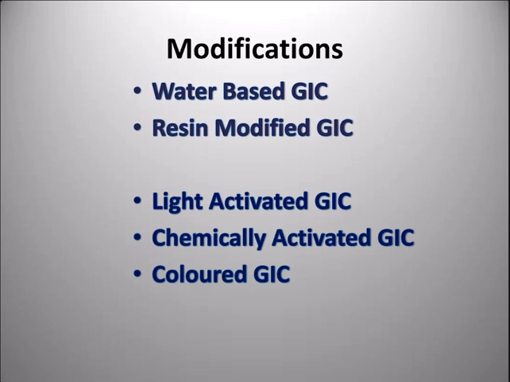I'll come to the reaction, but here in water based GIC, instead of this polyacrylic acid liquid, we will be using water as a liquid. And this polyacrylic acid will be already incorporated in the powder in a freeze dried form. That is called water based GIC. Understood? So the acid is already there along with the calcium aluminum fluorosilicate glass, but the acid is in a freeze dried form and is part of the powder, and water is just the medium to get the acid base reaction started. So that is a type of modification.